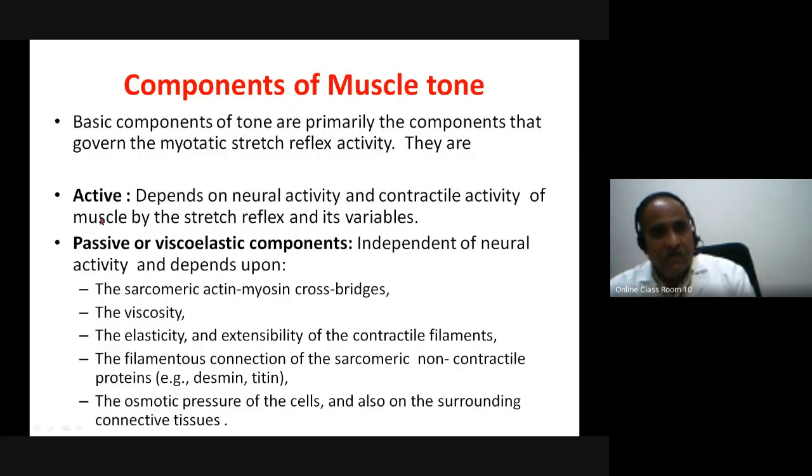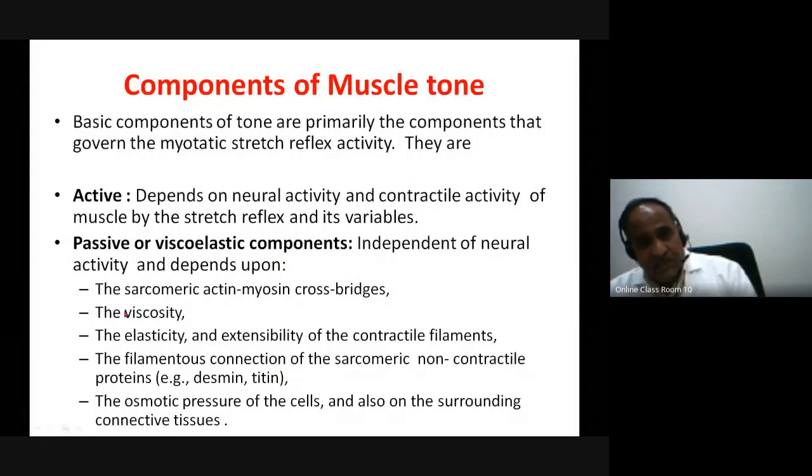And they are: one, active component; number two, passive viscoelastic components. The active components depend on the neural activity and the contractile activity of muscle by the stretch reflex and its variables. I will detail these things in the discussion to come. Now, the passive or the viscoelastic components, these are independent of the neural activity. They have nothing to do with the neural activity. They are a part and a physical property of the muscle and the proteins present in the muscle.